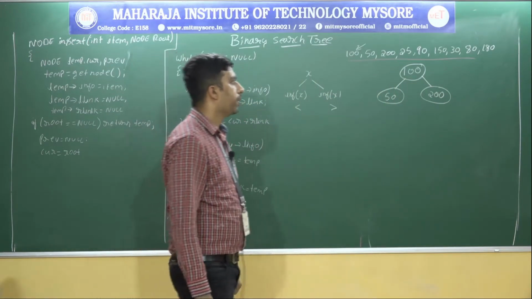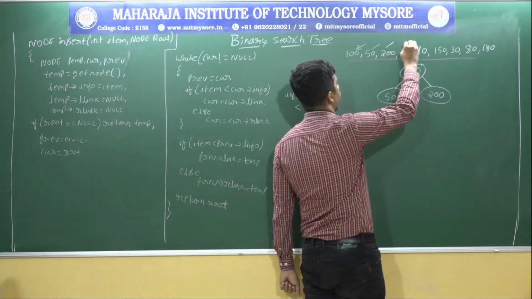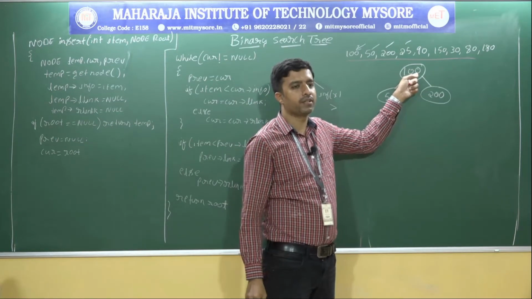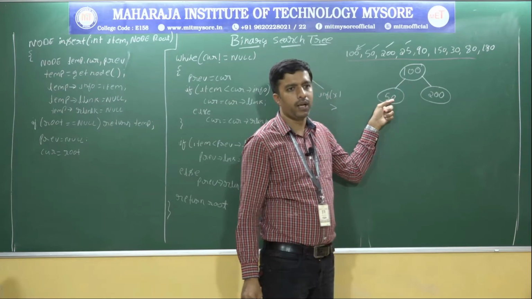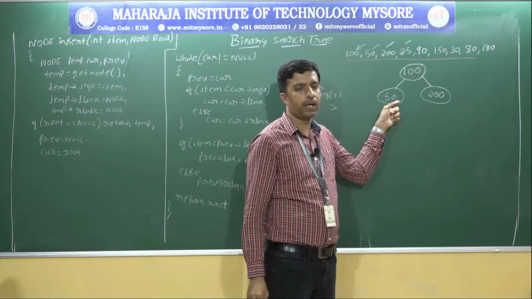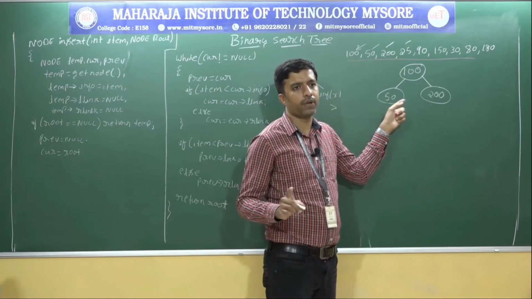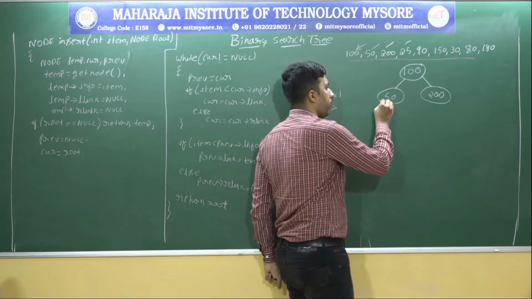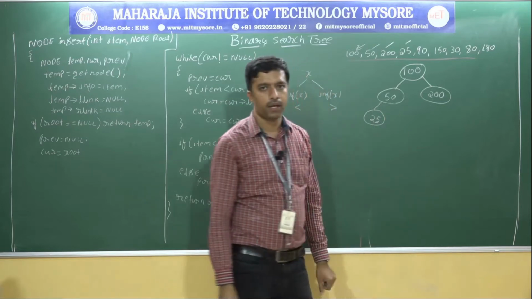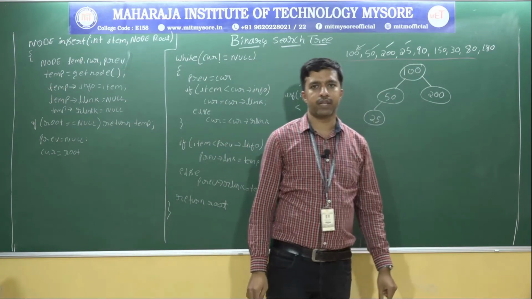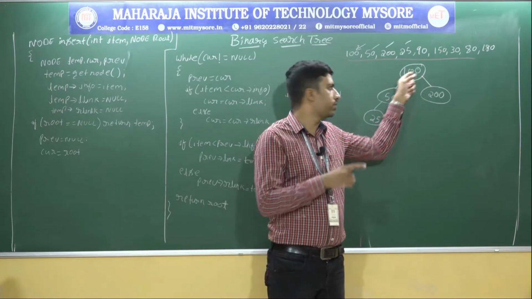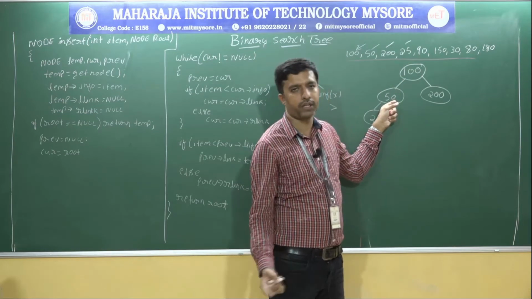The next value is 25. Check with the root: it is less than the root, so it goes to the left. Now it comes to 50. 25 is less than 50, so it moves to the left of 50, and that is 25. The next scanned element is 90. It is less than 100, so move left, and greater than 50, so move right.